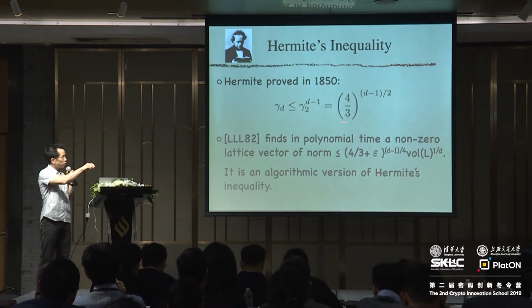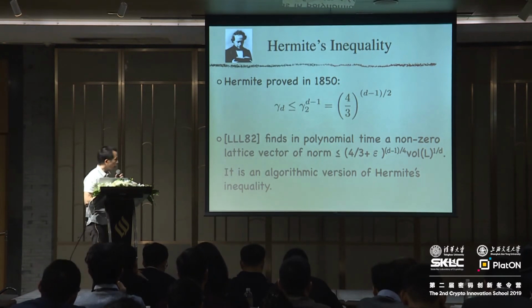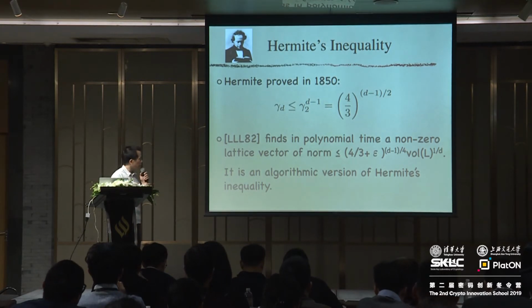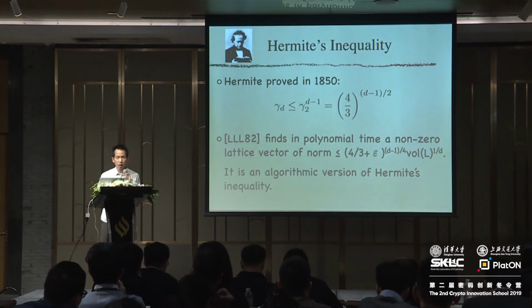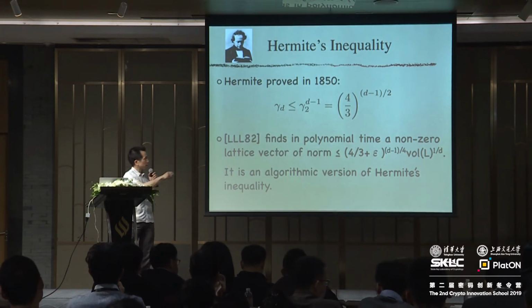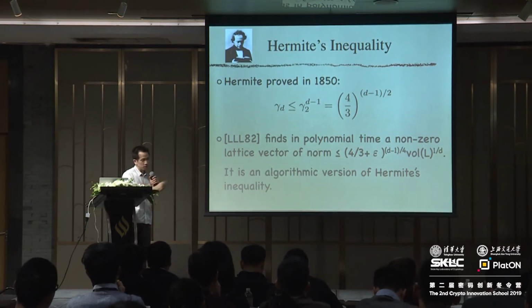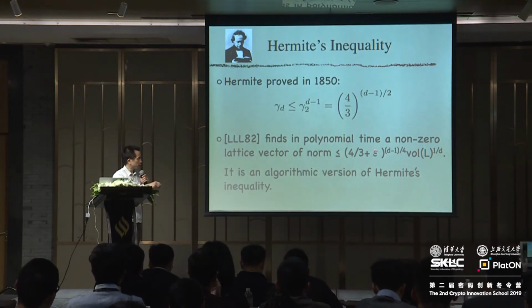But Hermite's inequality is just an inequality. It's just the existence of short lattice vectors. What if we want to find such vectors? That's the LLL algorithm. LLL is an algorithmic version of Hermite's inequality. It finds you, in polynomial time, a basis whose first vector satisfies this bound. Except I'm cheating a little bit: you don't exactly have 4/3, you have 4/3 plus epsilon, and the running time will depend on epsilon. But this is just a minor technicality.